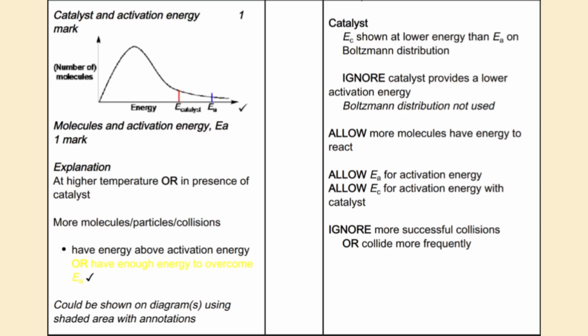So you could say something like, more particles or molecules or collisions have energy above or greater than the activation energy. Or there's a bit, I don't know why it's in yellow, but it says, or they have enough energy to overcome the activation energy. So we don't actually need anything about more frequent successful collisions to get the 5th mark in this one.